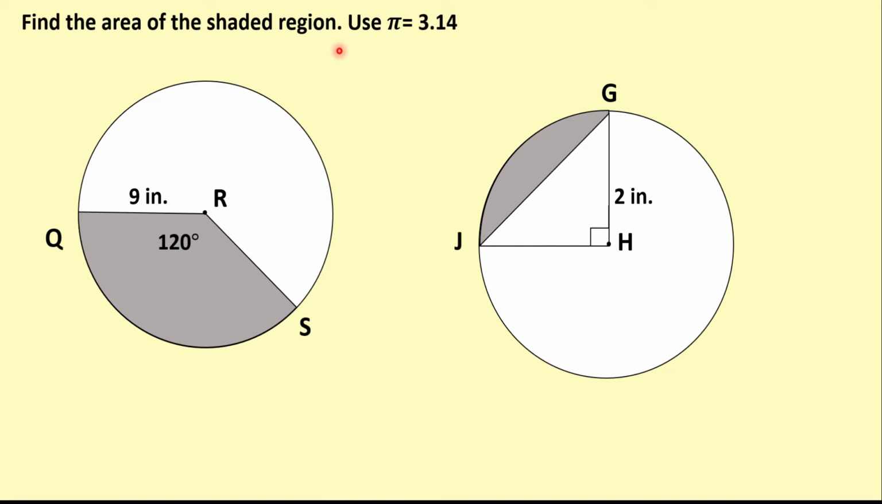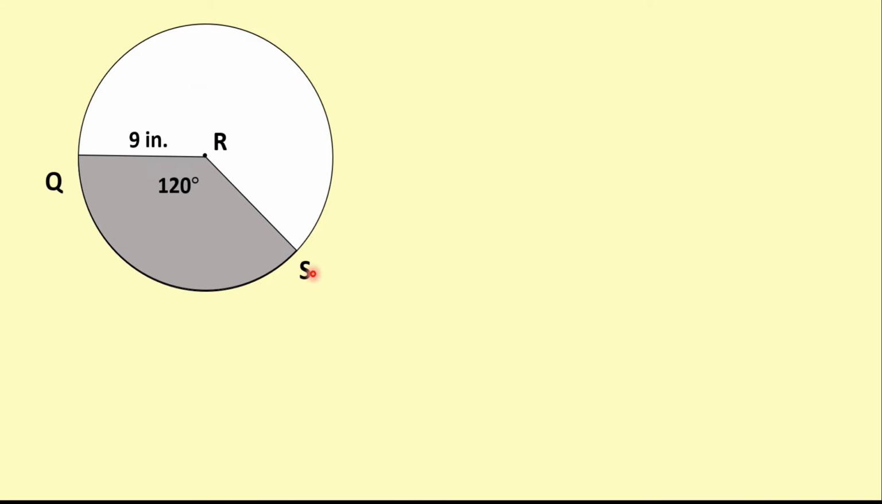So sa video ito, magsosolve tayo ng area ng sector. So meron tayo dito ang dalawang problem. Find the area of the shaded region, use pi 3.14. Okay, so for itong number 1 natin, first figure. So yung kanyang radius is 9 inch, then central angle ng shaded region natin is 120 degrees.